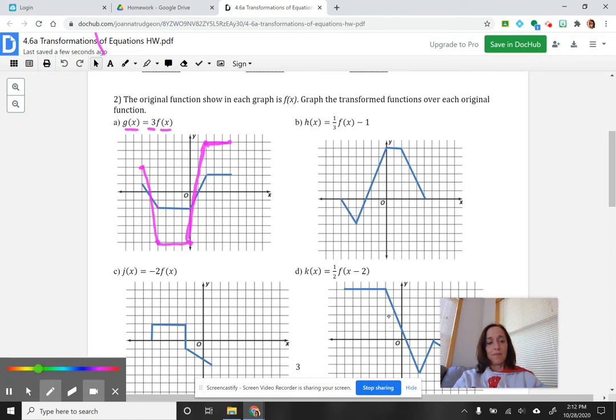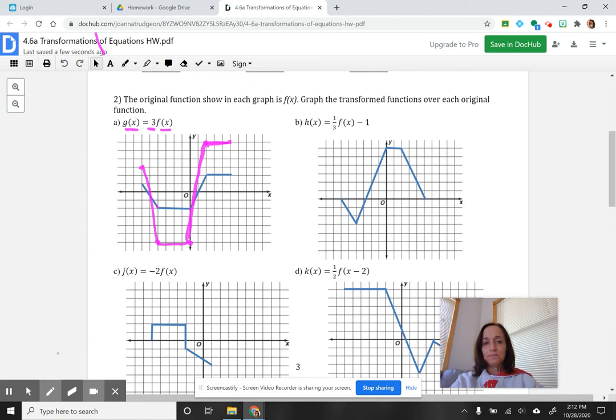Let's do the next one. This one, we're taking the function and multiplying it by 1/3. That's a vertical shrink of 1/3. And then we're going to go down 1. If we start with this point, this one's a little tricky. It's 0 away from the x-axis. You multiply that by 1/3, it's still 0, and then you move it down 1. So it ends up being right here.